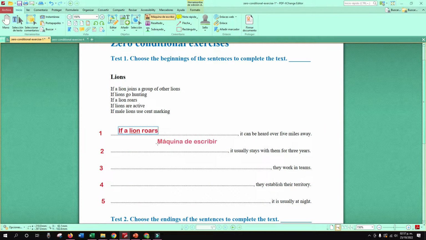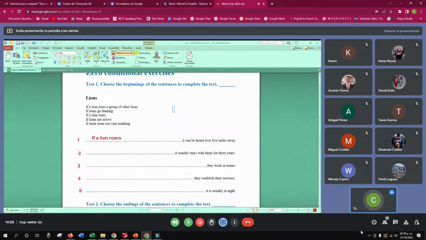So we have the condition and then the result, right? If clause, main clause, if you want to say it like that. So guys, tienen 4 oraciones más. Deben elegir la mejor if clause para cada uno de estos resultados que tienen ahí, ¿ok? You have 1 minute. 1 minuto.